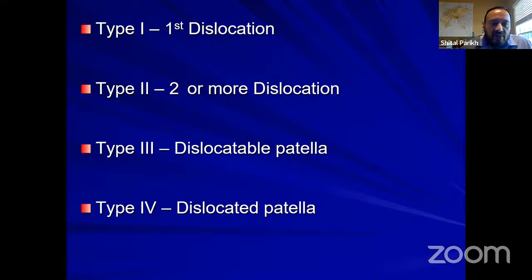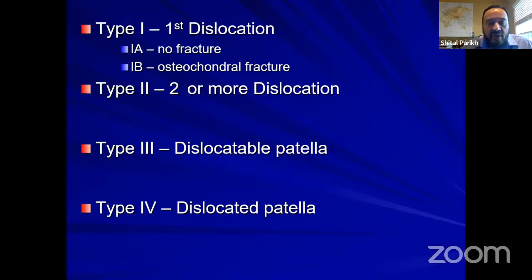Instead, the terms that should be used are a first-time dislocation, or a recurrent dislocation if there are two or more dislocations. And a dislocatable patella, which is typically a habitual dislocation where the patella dislocates with every cycle of flexion extension, or a dislocated patella where the patella remains outside of the trochlea for the entire range of motion. And within these types of instability, you can further subdivide them.